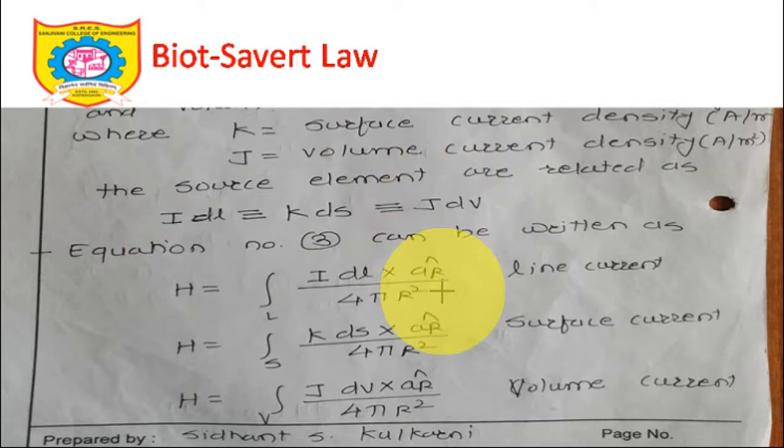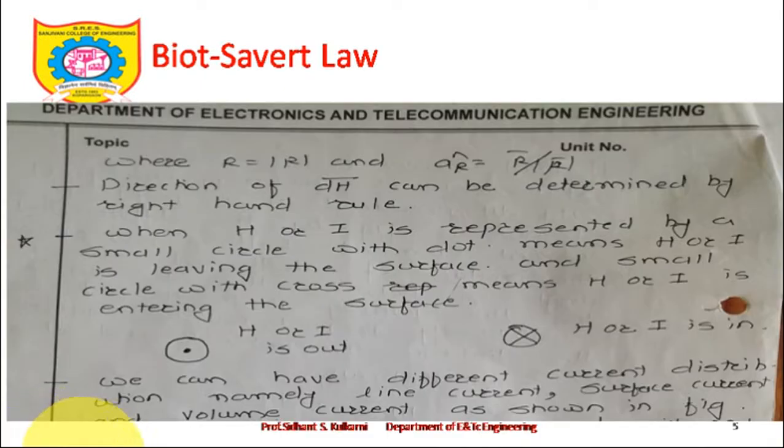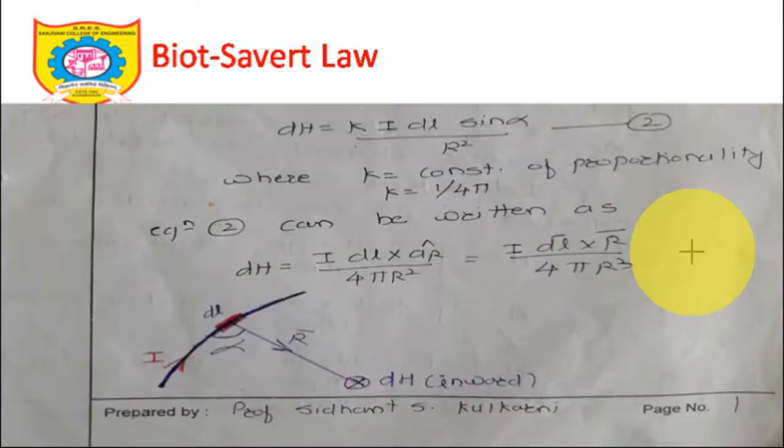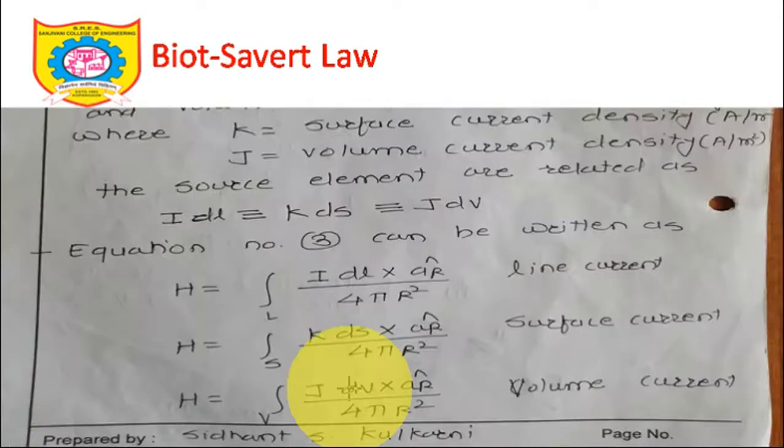And finally equation 3, which we have gone through. Let me go back to the previous slide. So this is our equation number 3. Equation number 3 can now be written as H equals the line integral of IdL cross aR cap upon 4 pi r square. It is applicable for line current. Then KdS cross aR cap upon 4 pi r square for surface current, and JdV cross aR cap upon 4 pi r square for volume current. So these three equations you should remember, and while writing the derivation of the Biot-Savart law, you should not forget to write all these things in detail.